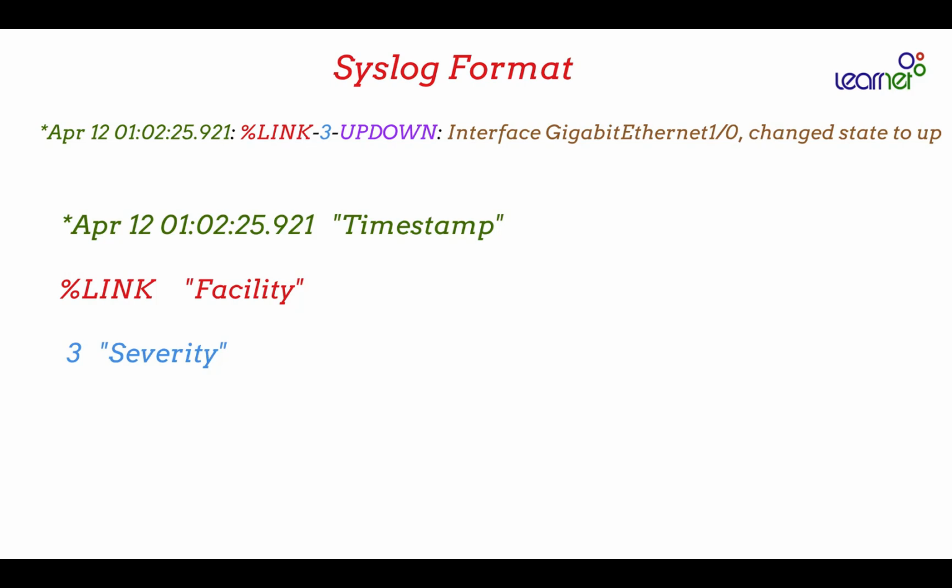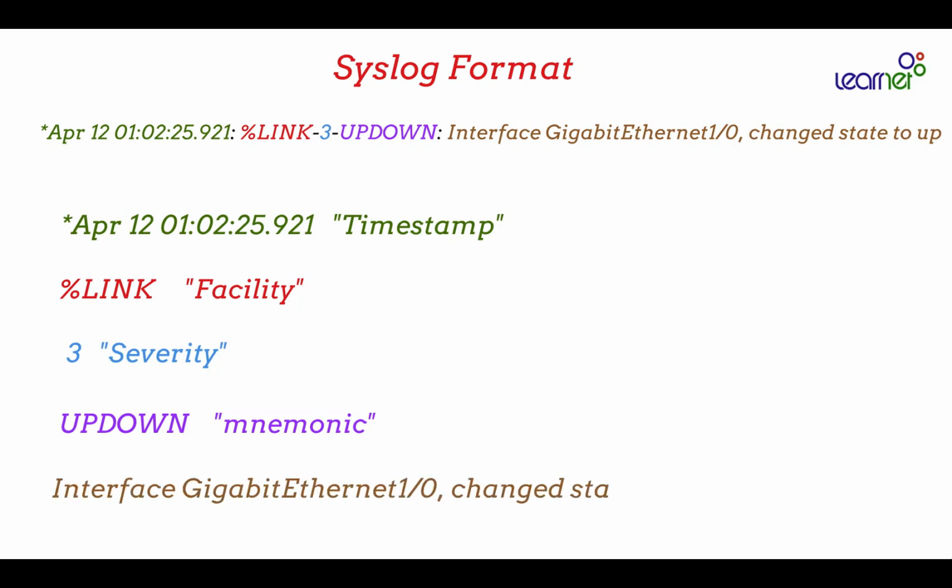Severity is a single-digit number that shows how important this event is. I'll talk about the different numbers in the next slide. The next part is called mnemonic, which is a text that uniquely describes the message. And finally, description, which shows the detailed information about the event. So based on this message, you can figure out that at that time something happened to Gigabit Ethernet 1/0, and that interface came back online.